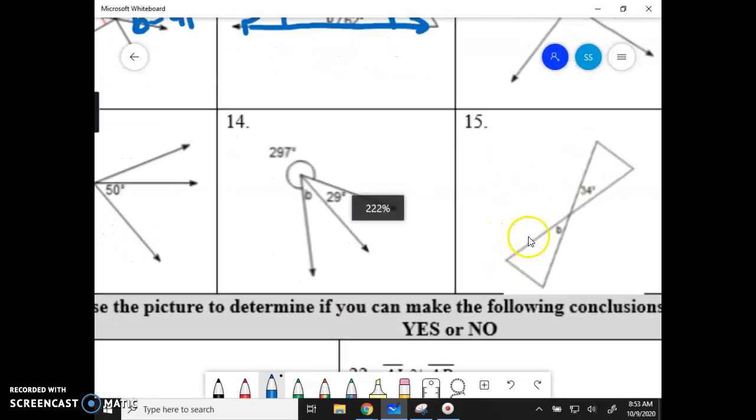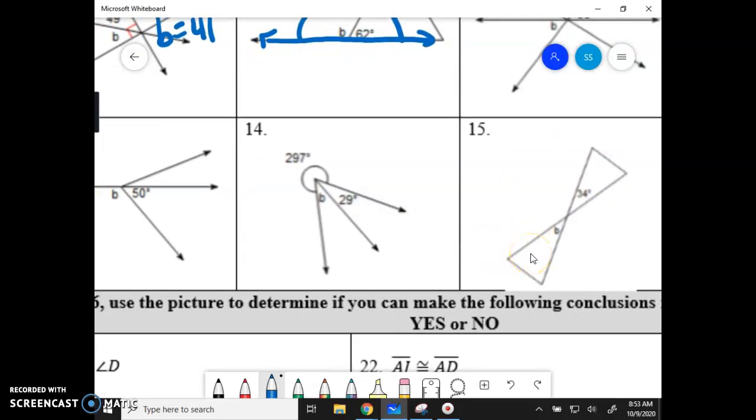There are a few ways you can do this. I think the easiest way to do this would be to say we know that a full circle all the way around here would be 360 degrees, right? So we just want this little piece here. So if we subtract this 297, we're left with 63. Now we know that this whole angle here is 63 degrees. So now we can say B plus 29 is equal to 63, and go ahead and solve that equation.